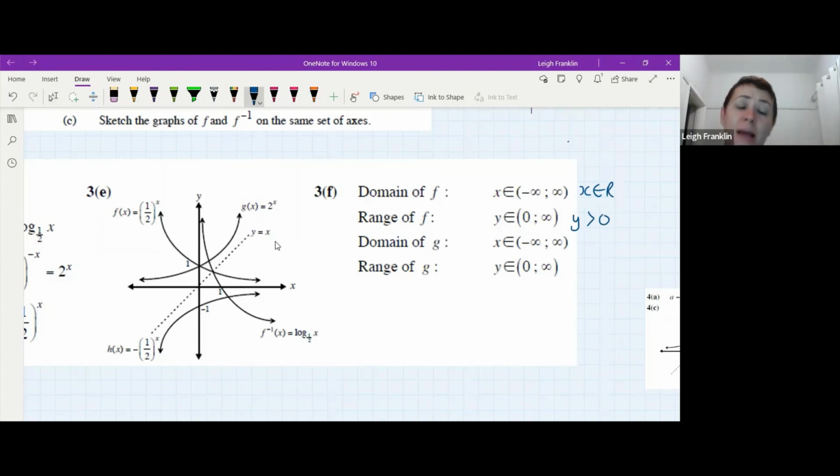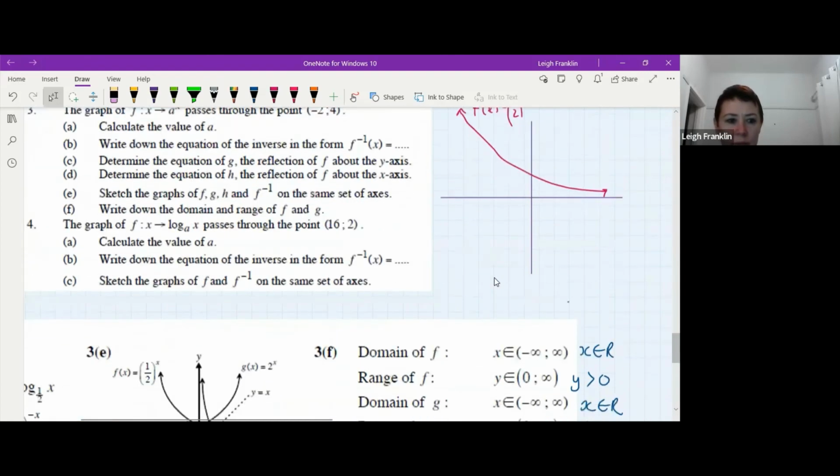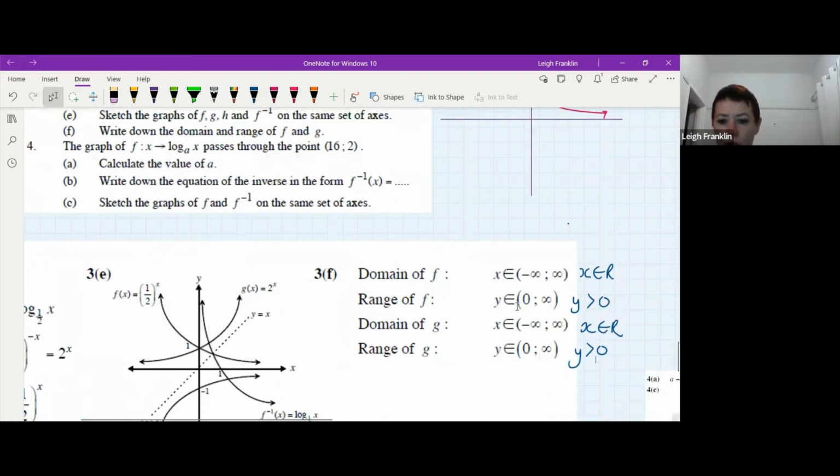If you want to use interval notation, you're more than welcome. And then here again, we would have said x is an element of the real numbers. And again, here we would have said the range of g, y is going to be greater than 0. Okay, everybody happy with that? Any questions? And then we'll just quickly look at number 4.